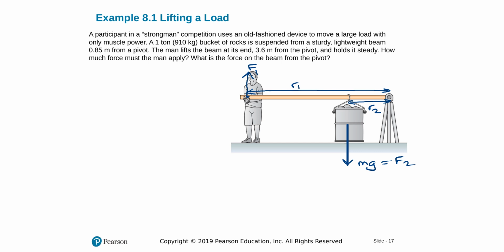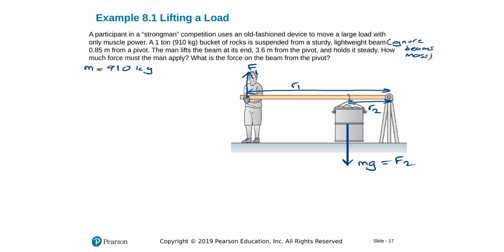So the question is telling us that a strongman competition uses an old-fashioned device to move a large load with only muscle, a 910 kilogram bucket. So we know the mass of the bucket, 910 kilogram. We write it down. Suspended from a sturdy lightweight beam. Beam lightweight means ignore the beam mass. So ignore the beam's mass. That's what it means here. Otherwise, we'd have to show mg of the beam from the center of gravity, but we ignore it in this case.